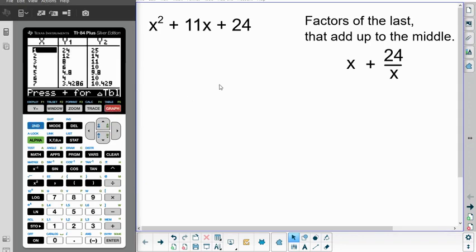Now I'm looking in my y2 column, because remember, the y2 column has this whole sum, x plus 24 over x. I'm looking for 11. So I go over to my y2 and look down: the first one's 25, 14, 11. There you go. This row right here tells me what I need to know: factors of 24 that add up to the middle, which is 11. So the factors are 8 and 3, or 3 and 8.